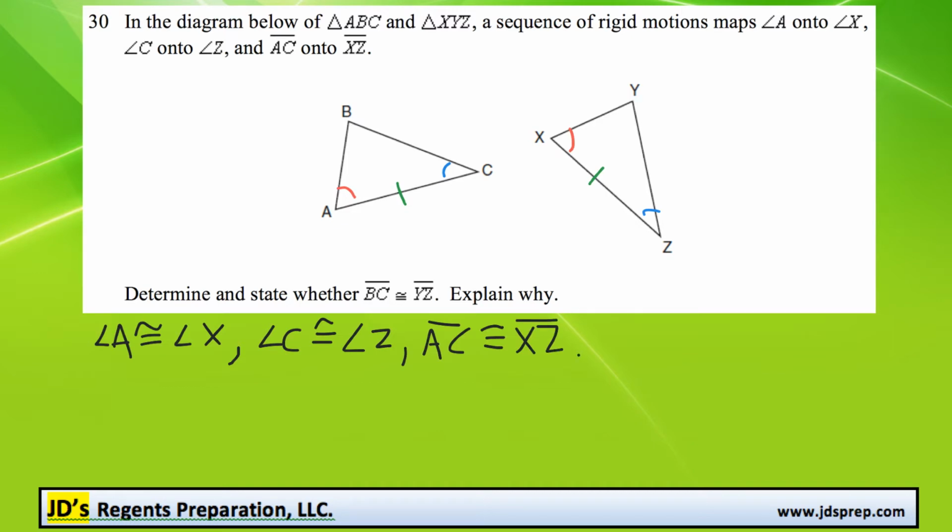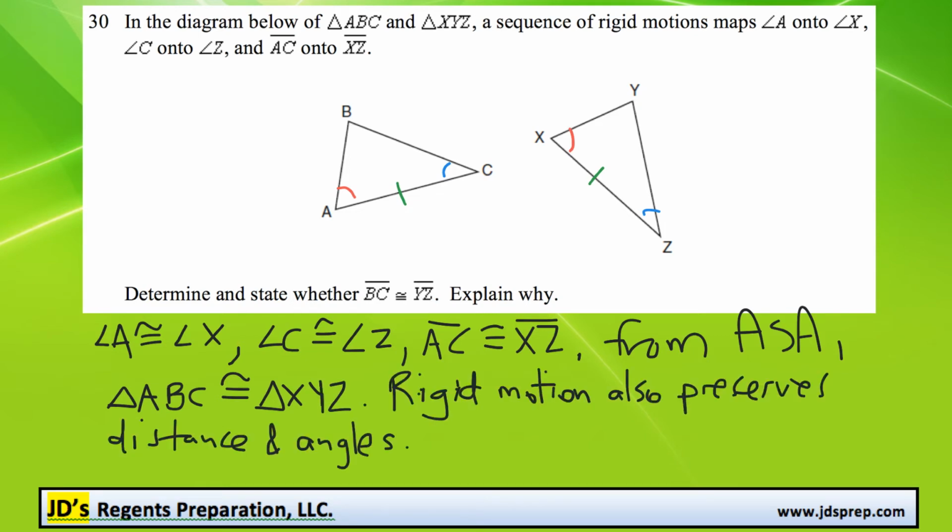Based on that, we can conclude from it being angle side angle that the two triangles are congruent. So triangle ABC is congruent to triangle XYZ.